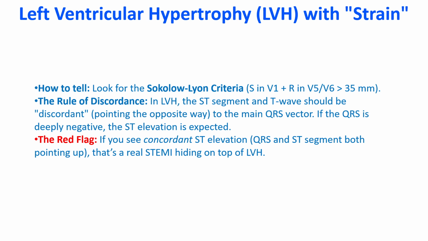In LVH, the ST segment and T wave should be discordant, pointing the opposite way to the main QRS. If the QRS is deeply negative, ST elevation is expected. But if you see concordant ST elevation, QRS and ST segment both pointing up, that's a real STEMI hiding on top of left ventricular hypertrophy.